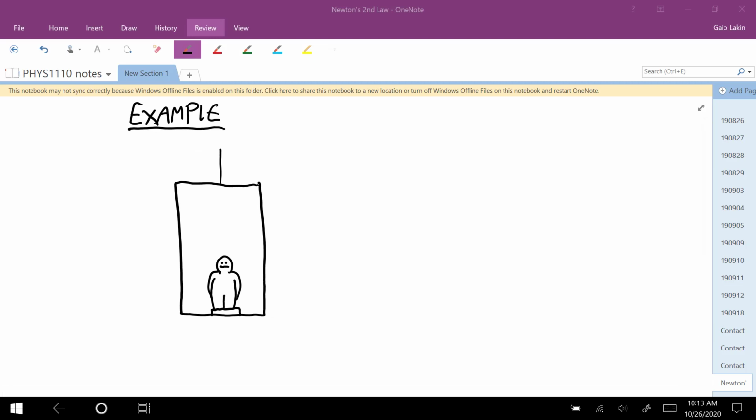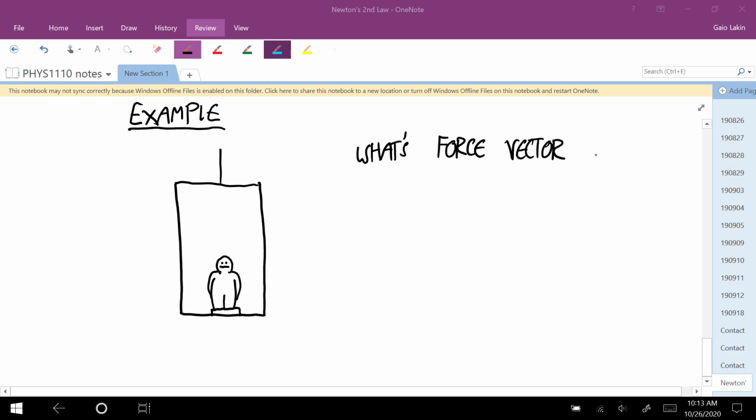And let's say that we want to know the force that the scale applies to the man. So what's the force vector applied to the man by the scale?